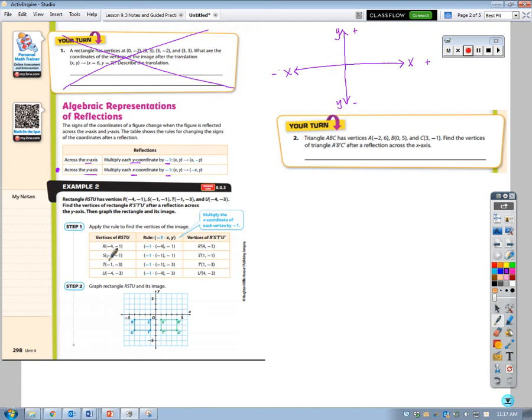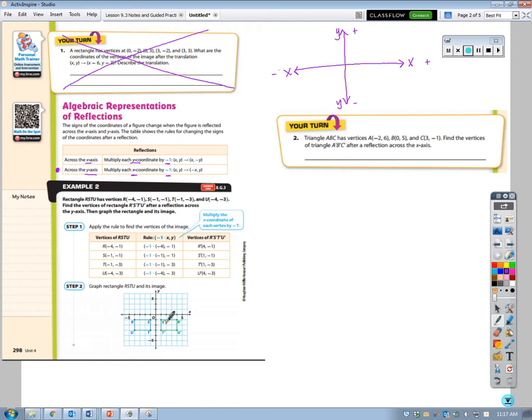Same thing with S. They had negative 1. They multiplied it by negative 1 for their x. So then they have 1 and 1. Again, y did not change, x did. Same thing for T. Negative 1 times negative 1 for the x. Y does not change. And you have T prime is 1 and 3. And the last coordinate there, you have negative 4 multiplied by negative 1. Y does not change. So for U prime, you have 4 and 3. And then they went ahead and graphed the preimage and the image and double checked their coordinates.